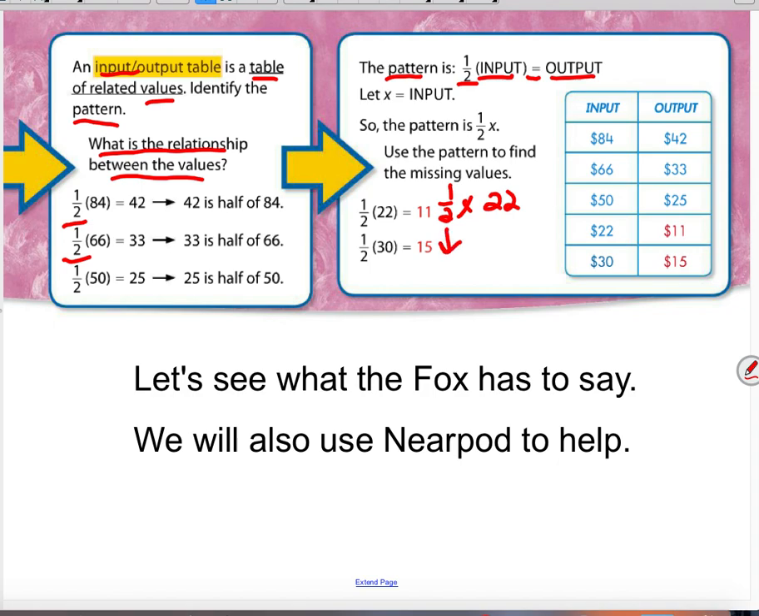One way to make this easier is to write 1/2 as 0.5. And so if you multiplied 0.5 times 22, you would see that you would get 11.